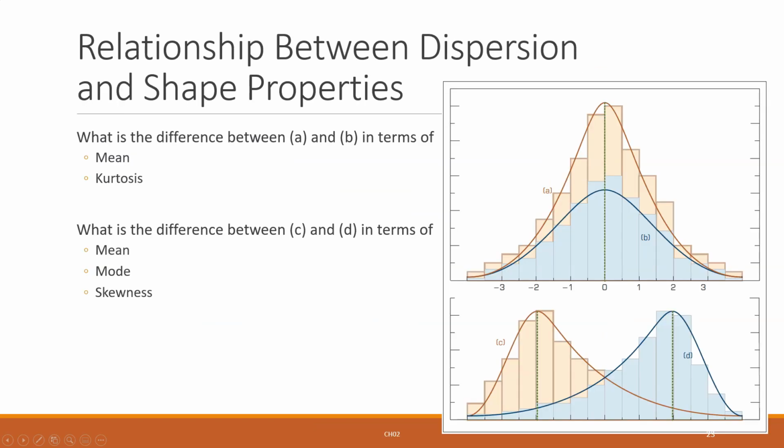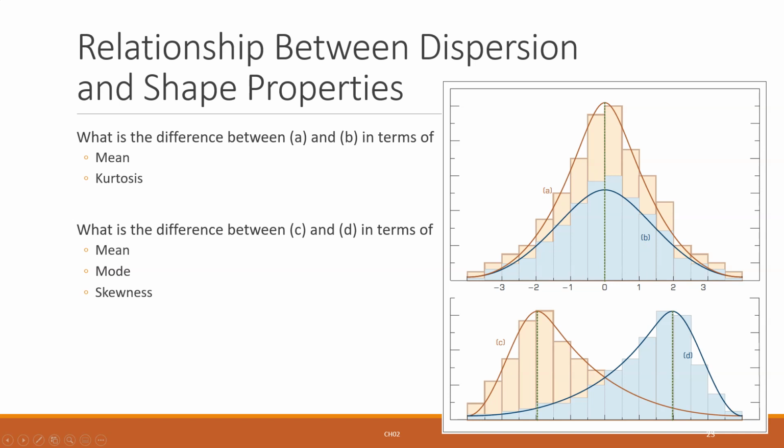So if we look at these examples, and we ask what's the difference between A and B in terms of mean and kurtosis, well, here's A, it's the light tan, and B is the dark blue. A is taller than curve B. Now the mean is actually the same. So when it comes to the mean, we would say that the mean between A and B is the same, but the kurtosis of A and B is different.